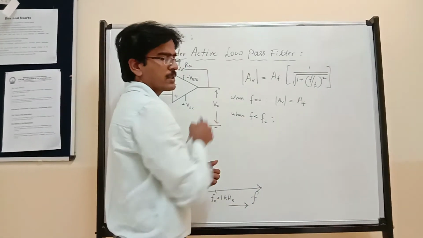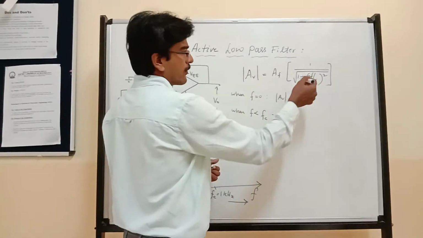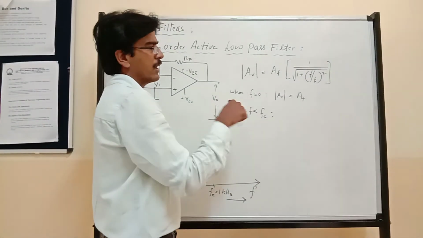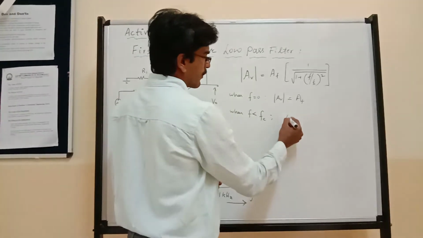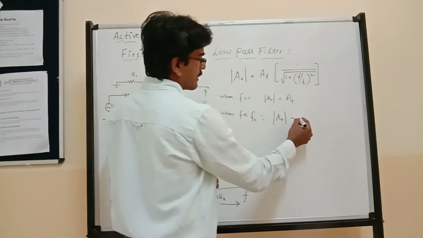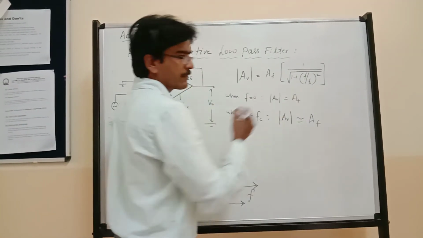Root of that is still smaller. Therefore, it is very, very small. Neglecting that small value, AB is approximately equal to AF. That is, magnitude of gain is approximately equal to AF.